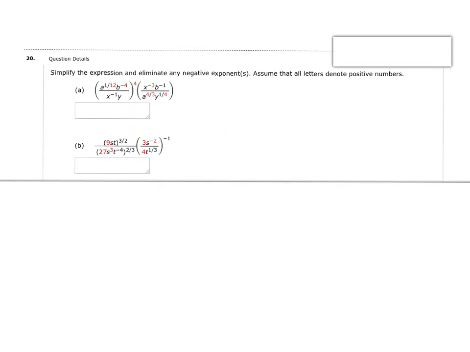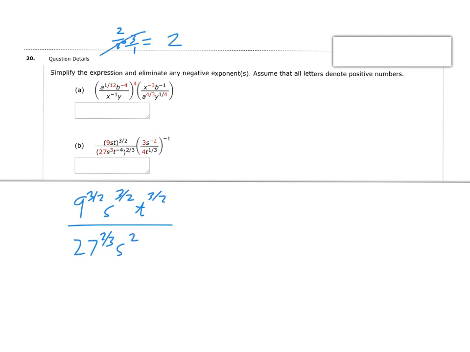All right, next up here, I'll do part B. So for this one, I would send in this 3 over 2 power, so that becomes 9 to the 3 over 2, s to the 3 over 2, t to the 3 over 2. And then this down here becomes 27 to the 2/3, s. And then that one I'm going to have to multiply 2 over 3 times 3 over 1. So that's 2, so s squared. And then t to the power of negative 8 over 3.